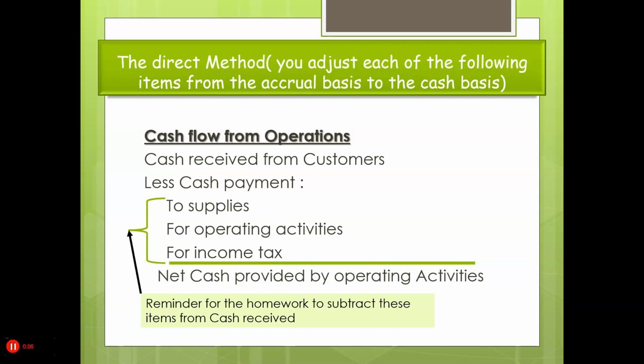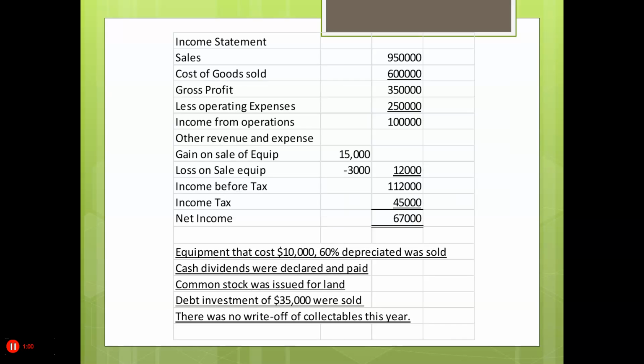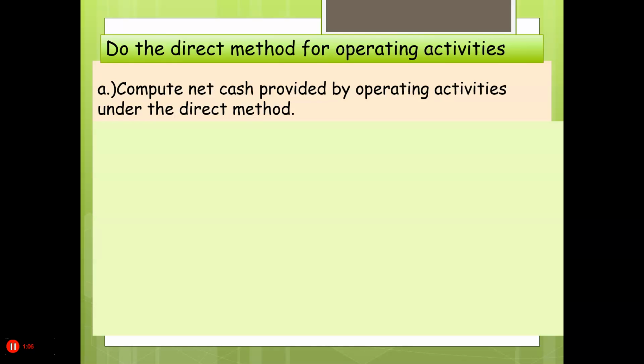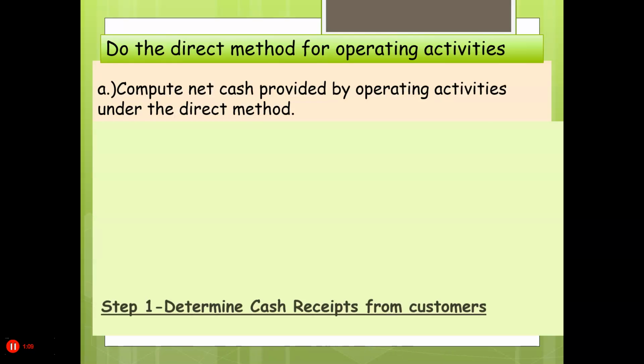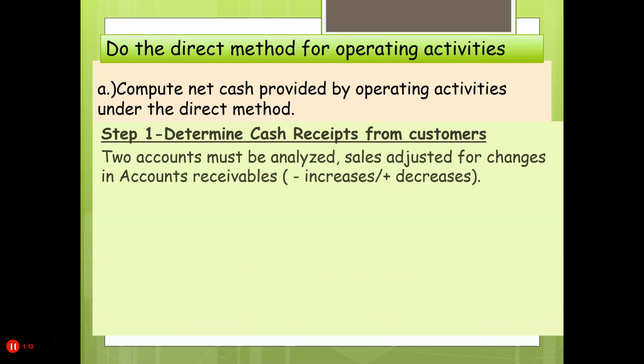Now let's look at our balance sheet. We need that with the changes. And we also still need the income statement. So we're going to start by figuring out how much cash was provided from customers. Well, two accounts must be analyzed: sales, adjusted for changes in accounts receivable.